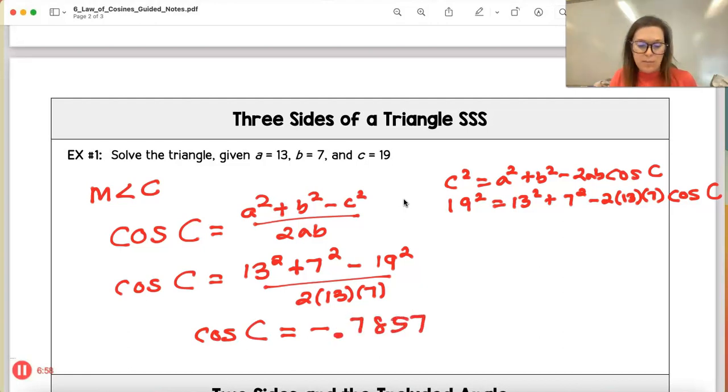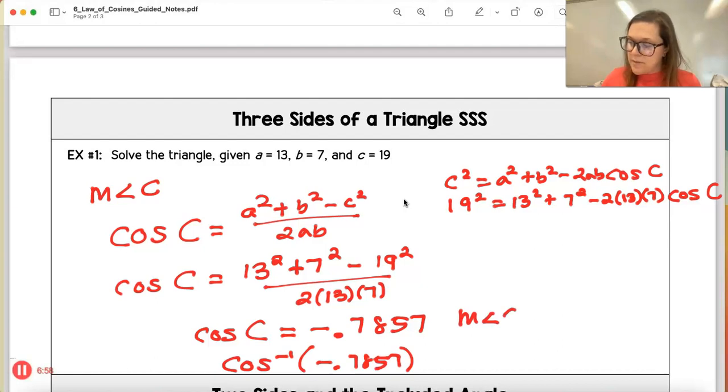And I'm going to leave that there because I'm just going to do a second cosine, second answer on my calculator. So we're going to do a cosine inverse of that. And that gets me the measure of angle C to be approximately 141.79 degrees. Okay.